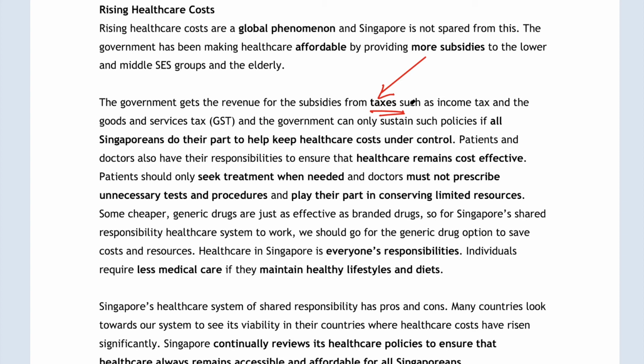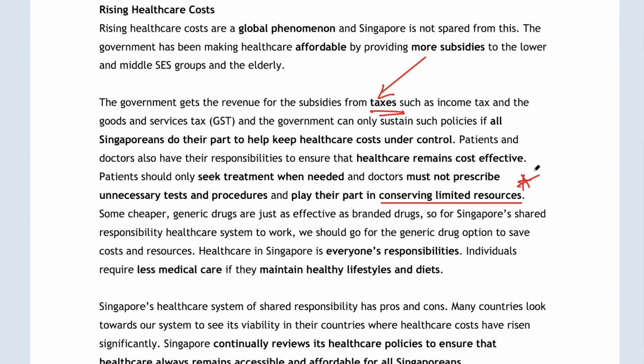We must ensure that we keep our healthcare costs low, so we don't seek help when there's really no need for help. And we must ensure that it remains cost effective. If there's no need for a certain test, or no need for a brand drug, we shouldn't be prescribing these things if there is another alternative or if there's just no use at all. This is all to preserve our limited resources here in Singapore.